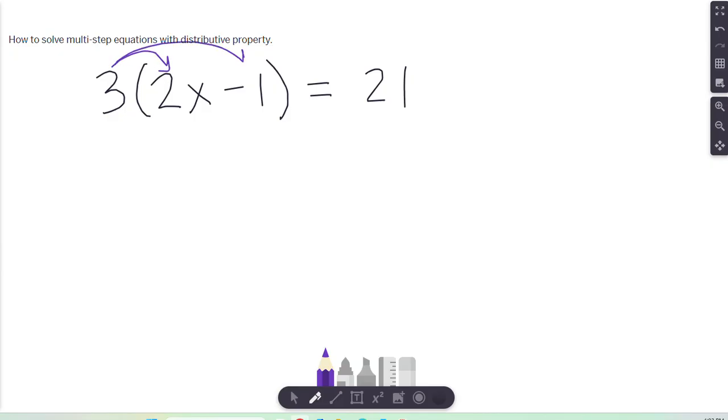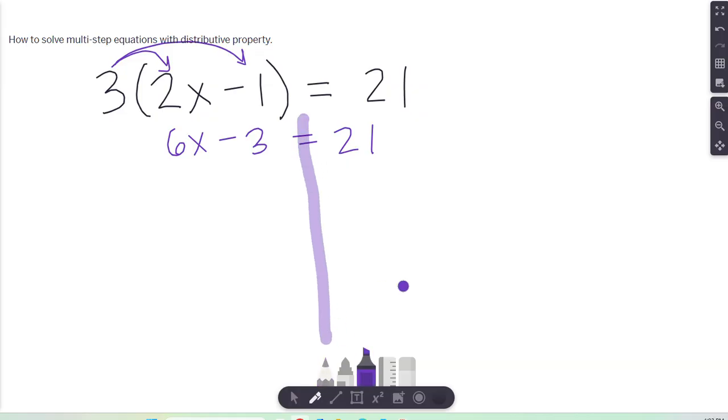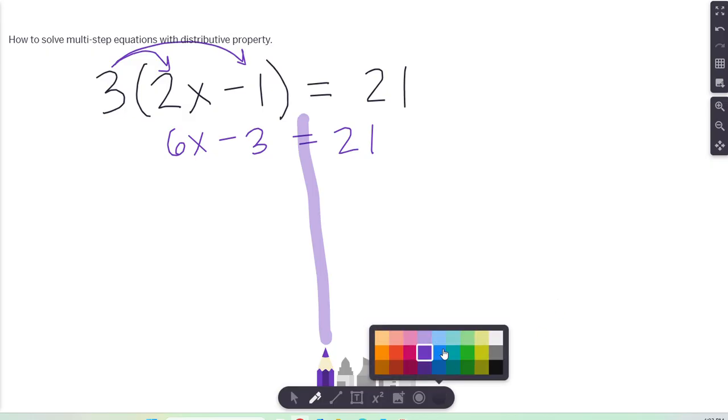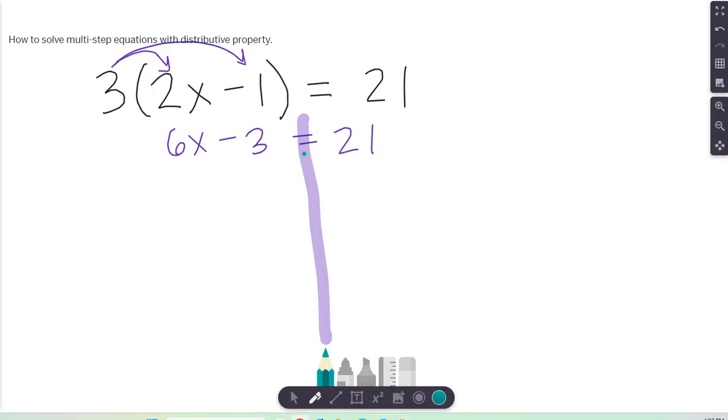So let's start by distributing the 3 to both things inside. 3 times 2x gives me 6x. 3 times the minus 1 will be minus 3. And all of that equals 21. Separate your two sides if you like to do that. All right, now that we're here, we can start solving with just inverse operations.